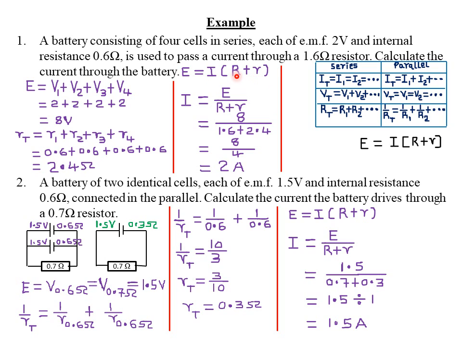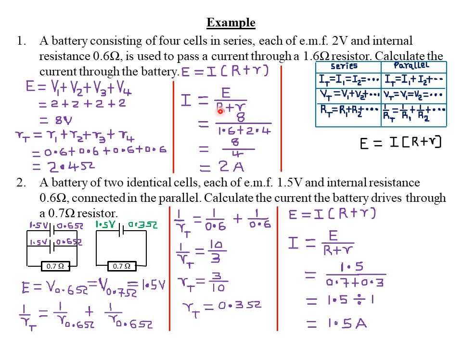Of course, where R is the resistance of the external resistor and small r is the resistance of the internal resistors. Therefore, because they want us to calculate the current through the battery, we'll simply make current the subject of the formula, by dividing both sides by R plus small r. So if I make current, which is I in this case, the subject of the formula, I'll have current being equal to the EMF E divided by R plus small r.